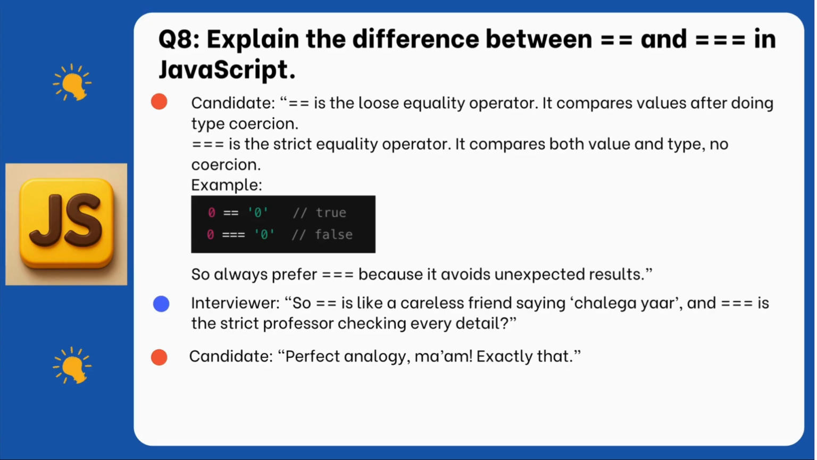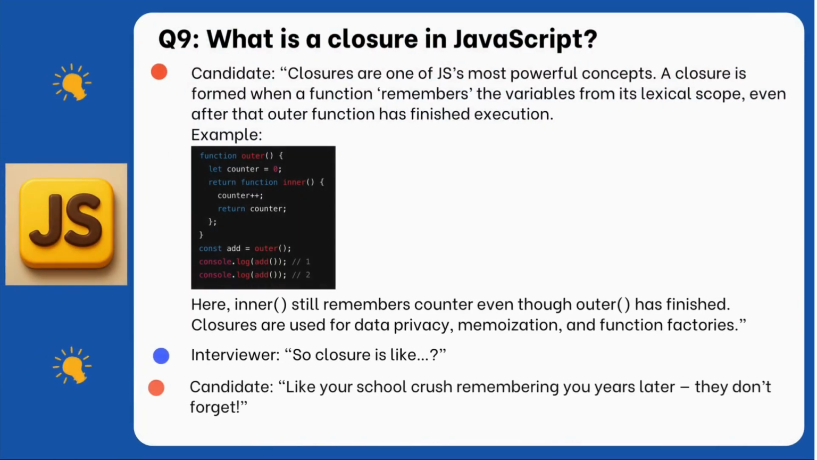All right, let's talk about closures. What is a closure in JavaScript? Closures are one of JS's most powerful concepts. A closure is formed when a function remembers the variables from its lexical scope, even after that outer function has finished execution. Let's have a look at the example below. Here, inner still remembers counter even though outer has finished. Closures are used for data privacy, memoization, and function factories.